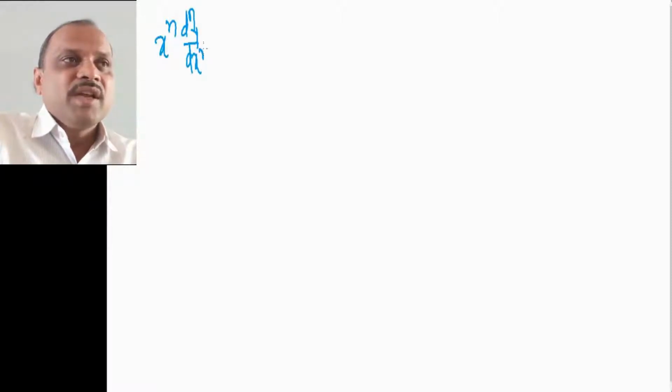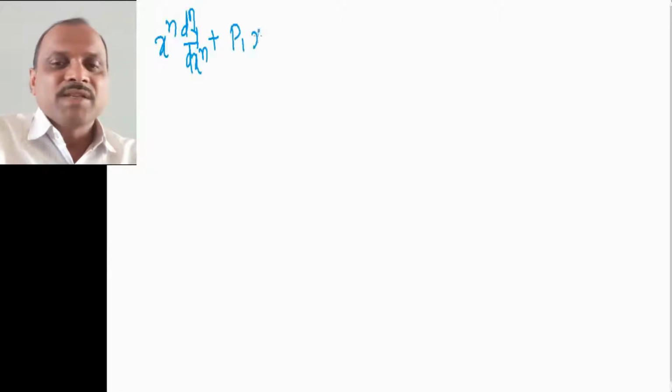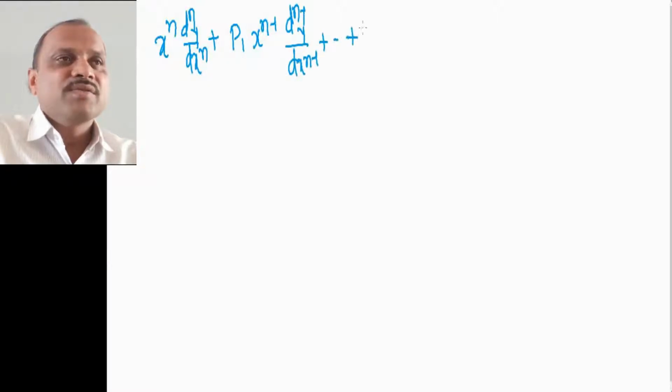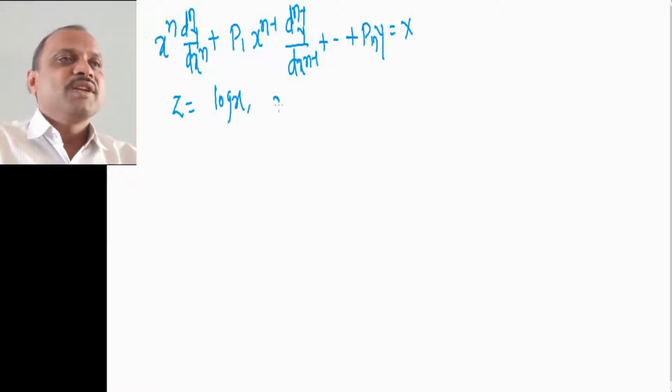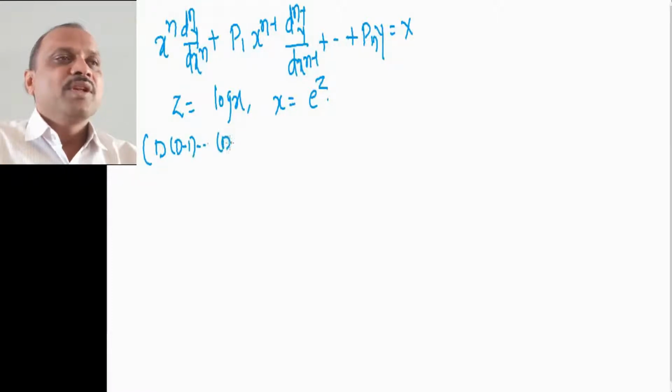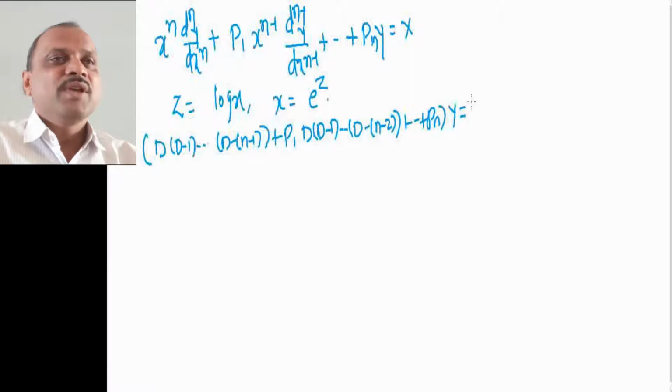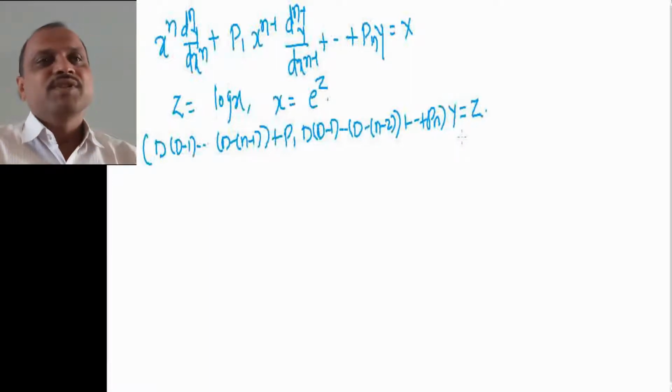Now friend, the linear differential equation with variable coefficients is like x raised to n into d^n y by dx^n plus p1 x raised to n minus 1 d^(n-1) y by dx^(n-1) plus up to pn y equal to X. Now whenever we put z equal to log of x, or x equal to e raised to z, this equation will be converted into D(D-1)...(D-n+1) plus p1 D(D-1)...(D-n+2) plus up to pn y equal to Z, a function of z.